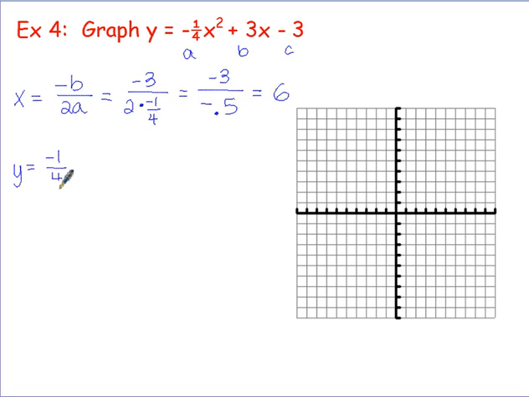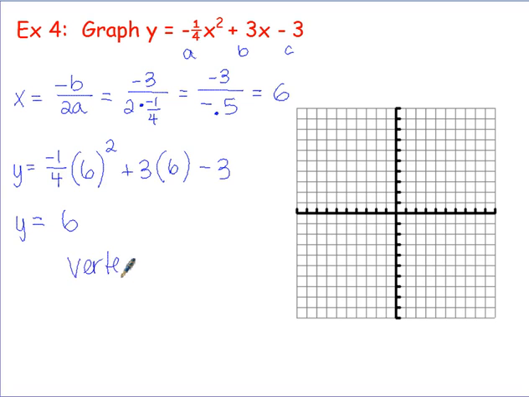Negative 1 divided by 4, parentheses, 6, close parentheses squared, plus 3, parentheses, 6, close parentheses, minus 3. And again, that's exactly how you type it in the calculator. And your calculator should tell you that y is also 6. So your vertex is 6 comma 6.